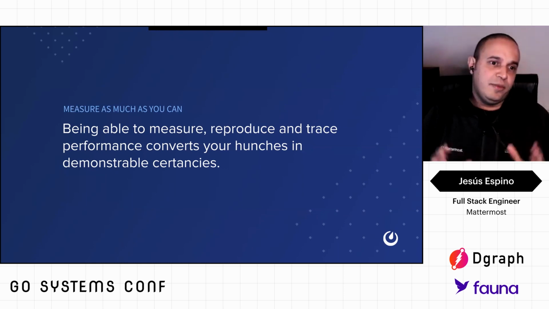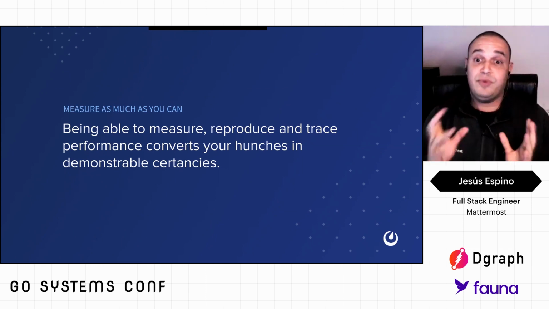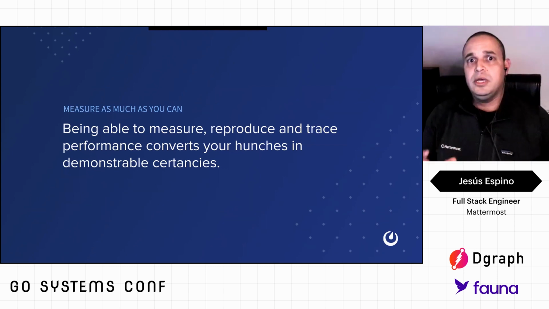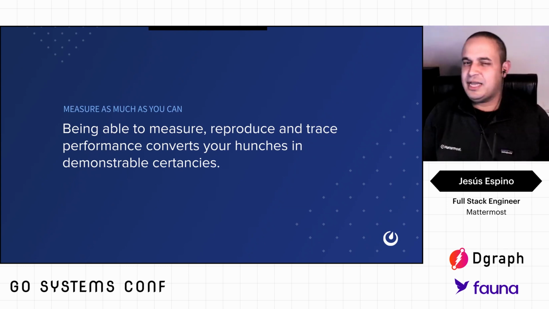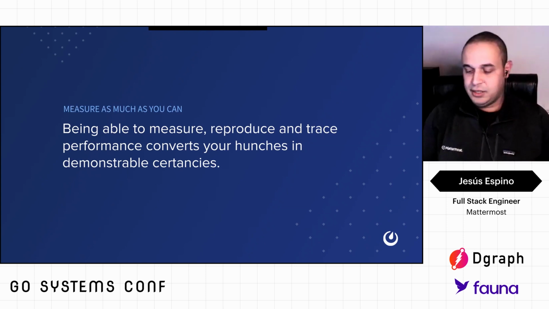If I have to finish with one single thought, I would say measure as much as you can, because being able to measure, reproduce, and trace performance converts your hunches into demonstrable certainties. And that is great, because hunches work pretty well at the beginning when the system is not so complex, when you can have the whole context in your head. But when the system gets complex, those hunches are not so reliable, and you have to deploy to production, and the behavior at scale is not what you normally expect. The query planner starts to do weird things that you don't expect. The queries start to get complex, all that stuff. So if you are able to measure, reproduce, and trace, you are going to save a lot of time and a lot of headaches. And that's it.